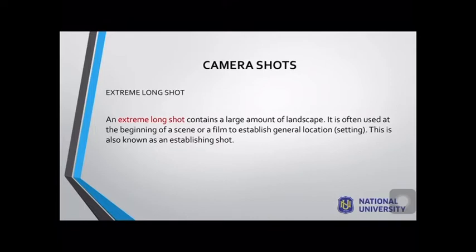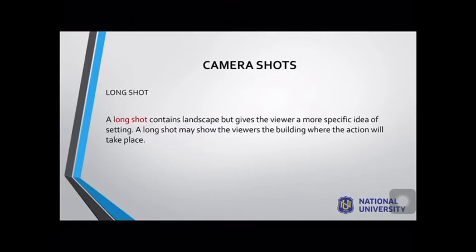The first one is extreme long shot. Extreme long shot contains a large amount of landscape. It is often used at the beginning of a scene or a film to establish general location. This is also known as establishing shot. Long shot. A long shot contains landscape that gives the viewer a more specific idea of the setting. A long shot may show the viewers the building where the action will take place.